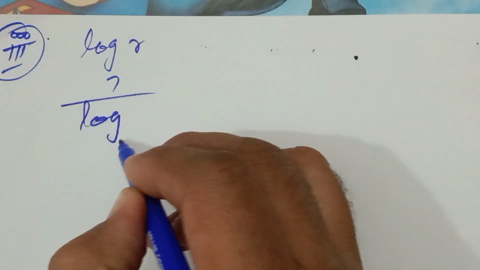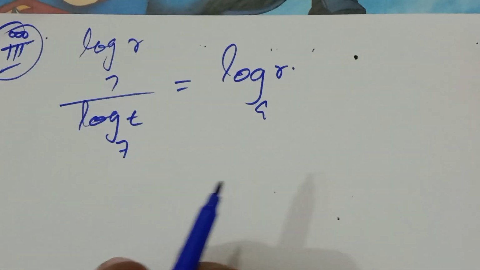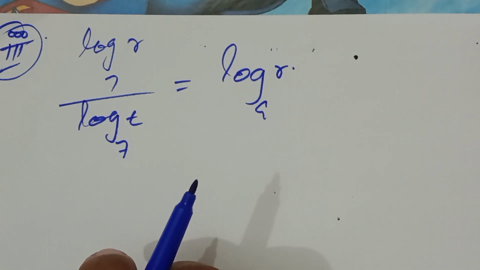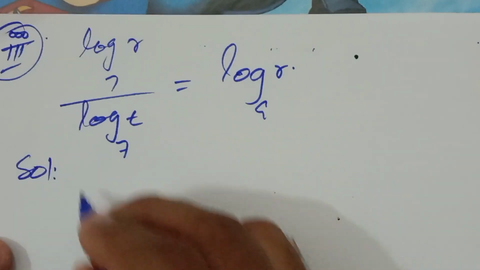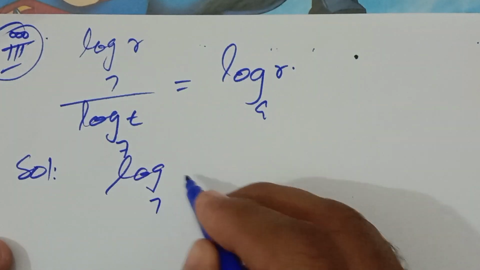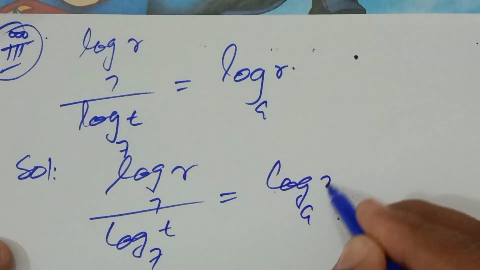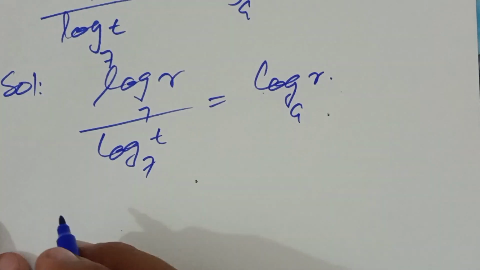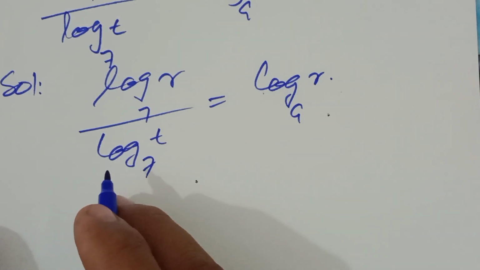log base 7 of r divided by log base 7 of t equals log base a of r. Solution: here log base 7 of r and log base 7 of t are given. We will apply the third rule. If the logarithmic values are in the form of a product, then we can apply it like this.